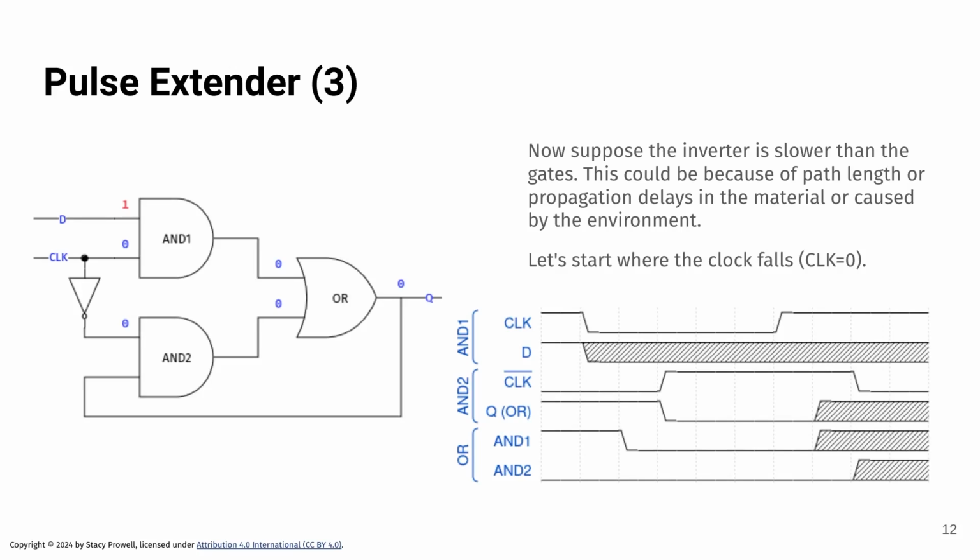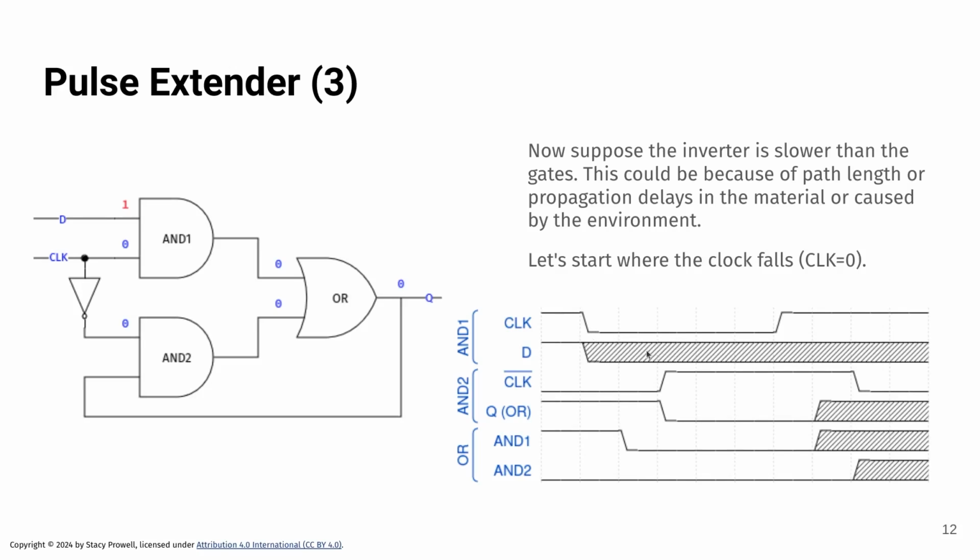Okay, and we'll assume a small delay. So you can sort of maybe see these little hashed marks here that indicate 1 time step, 2 time steps. We'll delay the inverted clock by 1 additional time step. So the clock falls to 0 here.